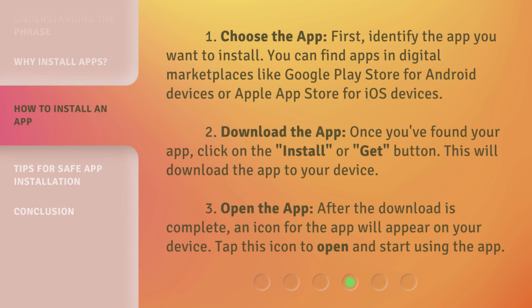1. Choose the app. First, identify the app you want to install. You can find apps in digital marketplaces like Google Play Store for Android devices or Apple App Store for iOS devices. 2. Download the app. Once you've found your app, click on the Install or Get button. This will download the app to your device. 3. Open the app. After the download is complete, an icon for the app will appear on your device. Tap this icon to open and start using the app.